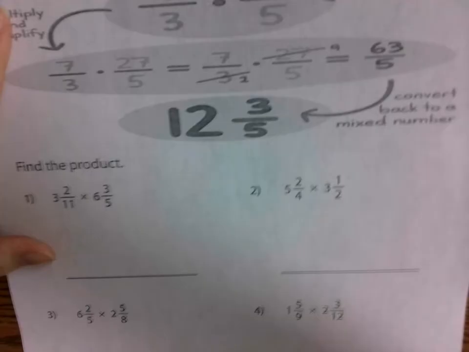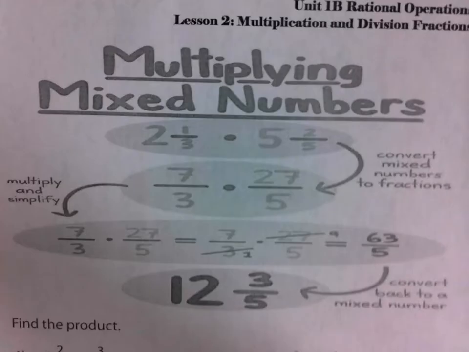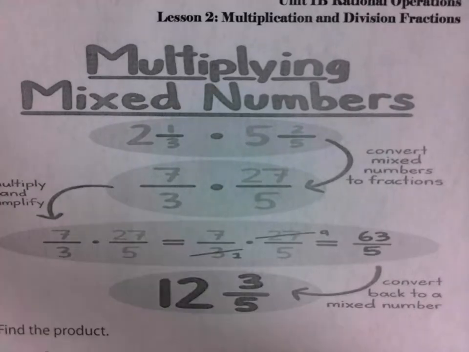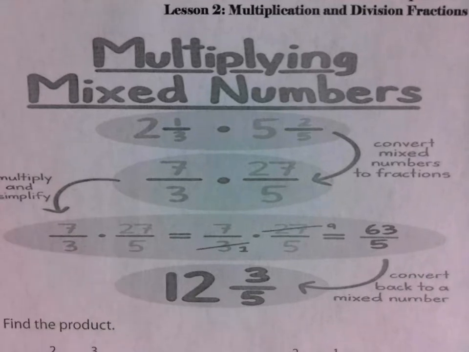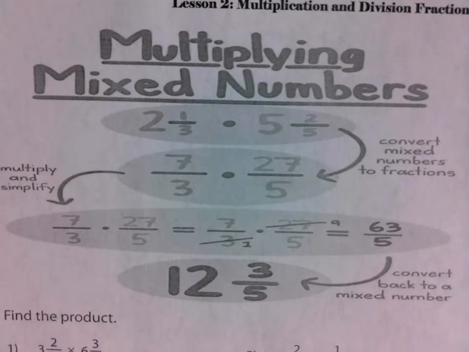Let's talk about multiplying with mixed numbers. So multiplying with mixed numbers is a little bit different. Like I told you guys before, to multiply fractions, it has to be in a fraction form. It cannot be a whole number. It cannot be a mixed number. It has to be just a fraction, whether it's proper or improper. So if you have mixed numbers, the first thing that you have to do is convert them into fractions.